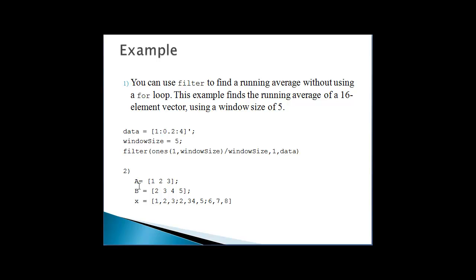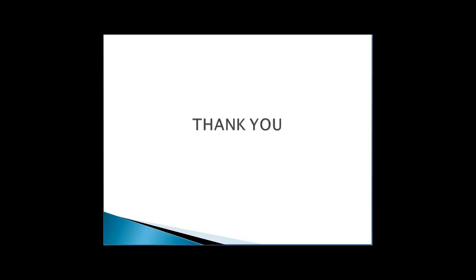The second example can be: you can also define a, b and x directly using the elements. X is a matrix here: 1, 2, 3; 2, 3, 4; 5, 6, 7, 8. A 3 row and 3 column matrix.